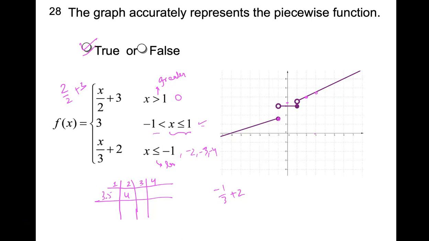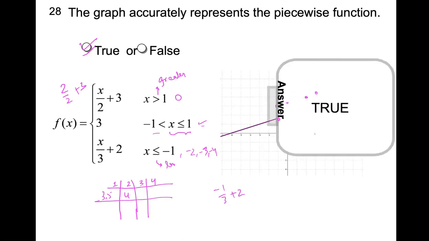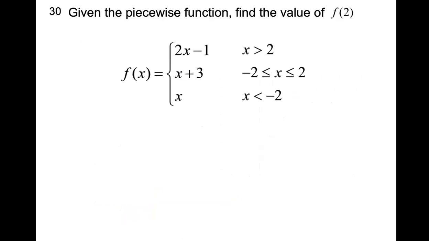So let's check. Yes, it is true. Now I want you to find the value of f of 2 over here. It's super easy for you. This is greater than 2. Does it say equal? No, so scratch it off. What about this one? It says less than -2. Yes, it says 2, so we cannot use this. Only this is the one left.